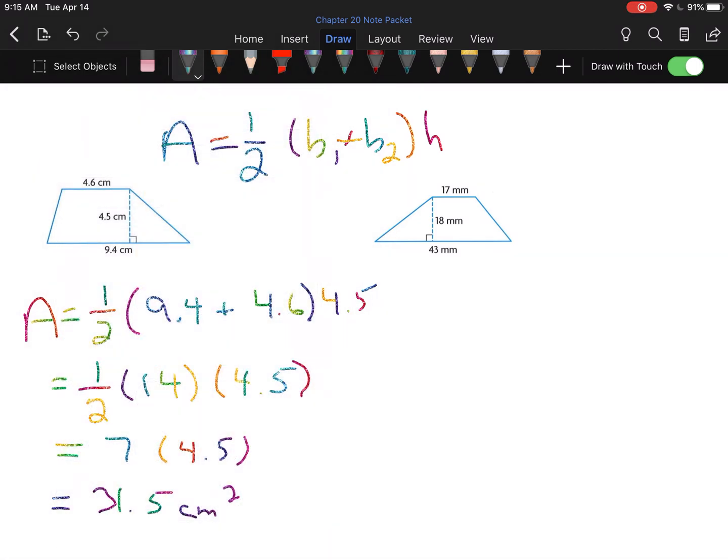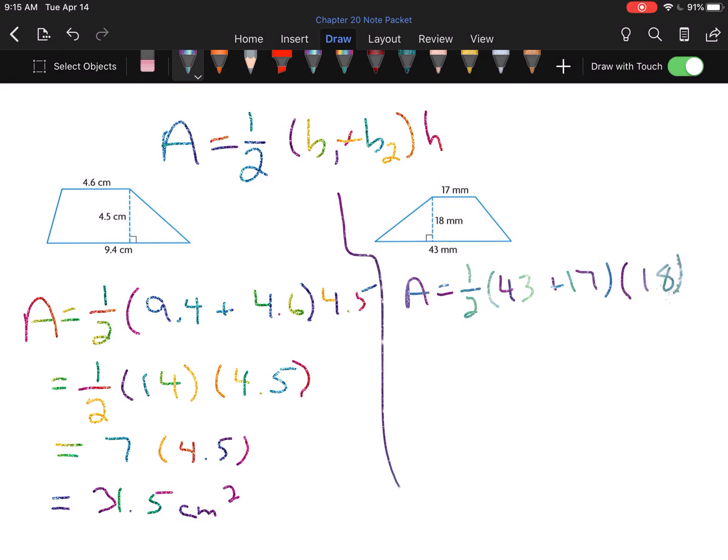And for our second trapezoid over here, area equals 1/2 times base 1, which is 43, plus base 2, which is 17. All of that times the height of 18. We have to add first because it's in the parentheses. 43 and 17 is 60.